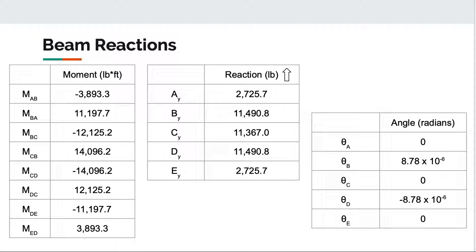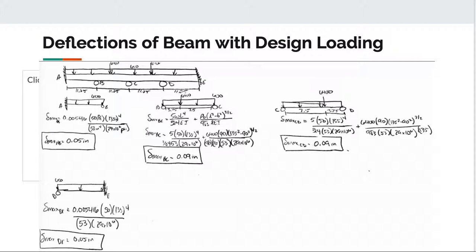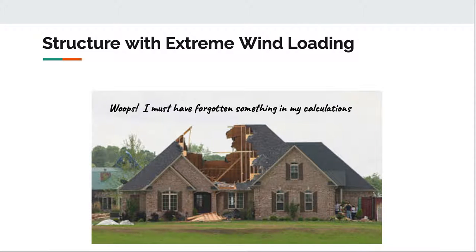These are the beam reactions calculated using the slope deflection method for that beam. And this image here shows the slope deflection calculations. Once again, the assumptions were that each end was fixed and the interior columns were pins. And we use the deflection equations and combine them to get the necessary loading for the deflection.